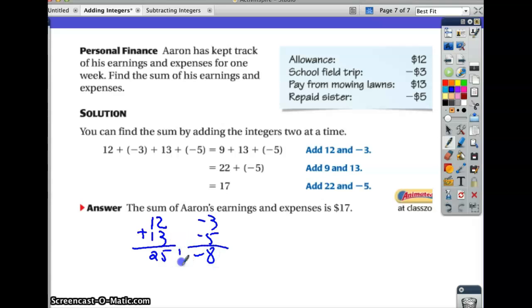Now we just want to make an equation out of this. Okay? So again, add 25 and negative 8. Signs are different, so you subtract and keep the sign of the larger number. 25 is bigger than 8 and 25 is positive, so your answer is 17, just like it was here. So either way you can work this problem out, is fine with me. So this concludes our lesson on adding integers.